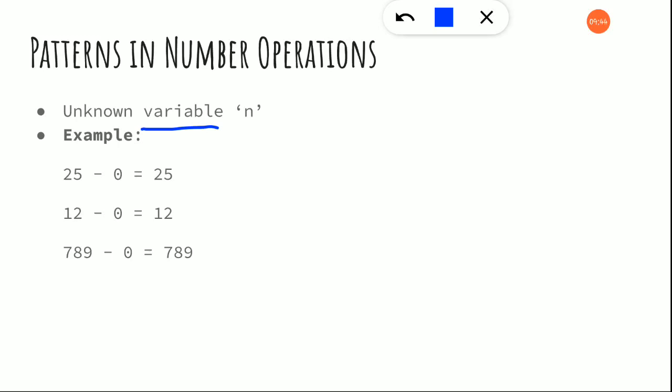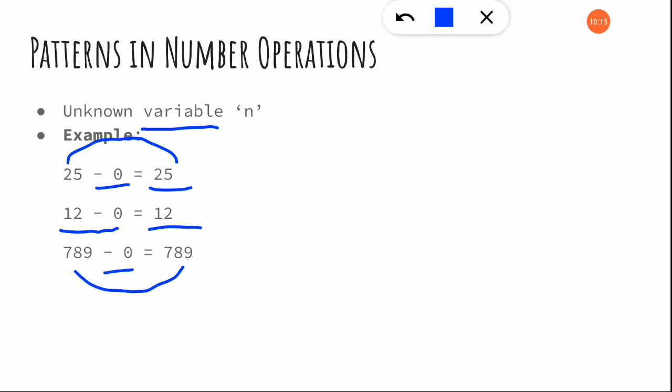Okay. Now look at this example, children. 25 minus 0 is 25. And 12 minus 0 is 12. 789 minus 0 is 789. What is the pattern being followed here? There are some numbers. You are subtracting 0 from it. And the same number is being obtained. Is it clear? This is one example.